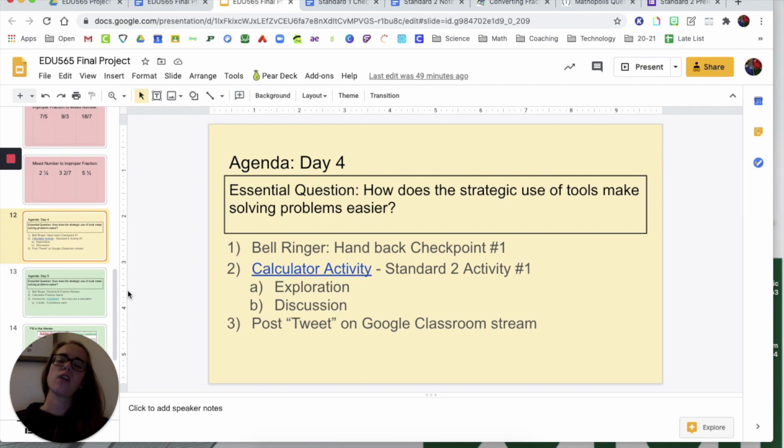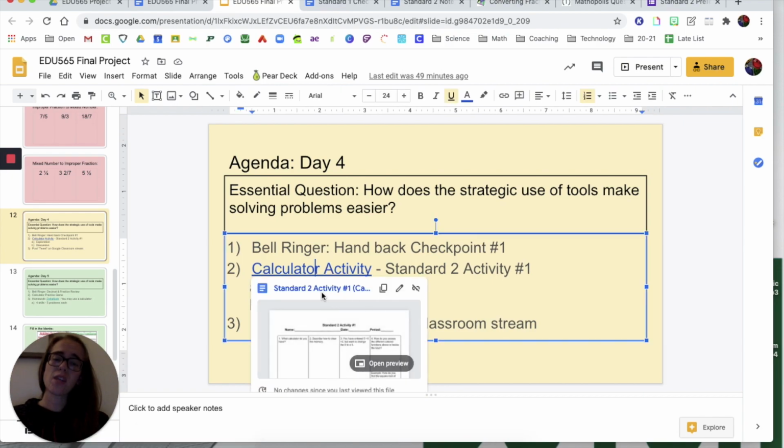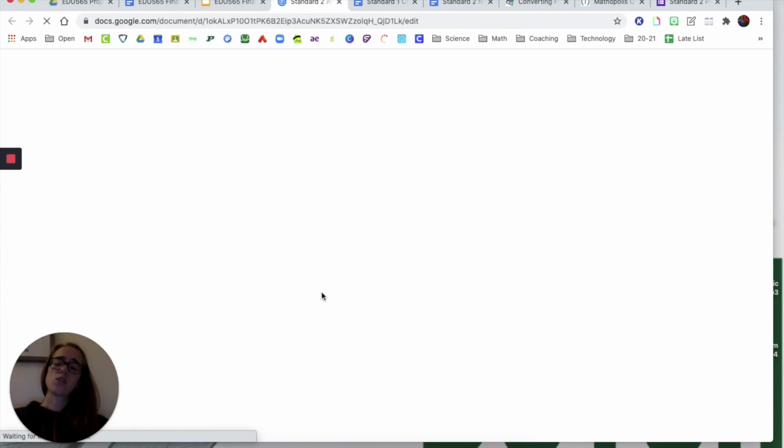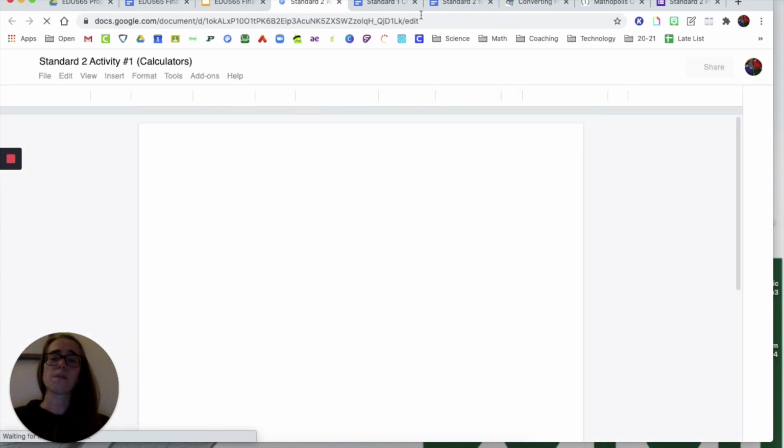They would write down what skills they maybe need to keep working on and what strategies or resources they're going to refer to in order to continue working on that. And then I'm really going to give them about 25 to 30 minutes to work through this calculator activity. They're going to explore it first, and then with the last 5 or 10 minutes, we'll go ahead and discuss some of the key ones here.